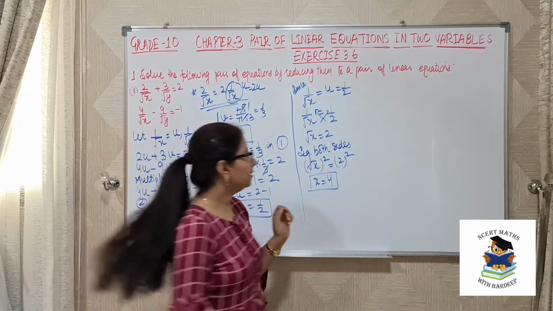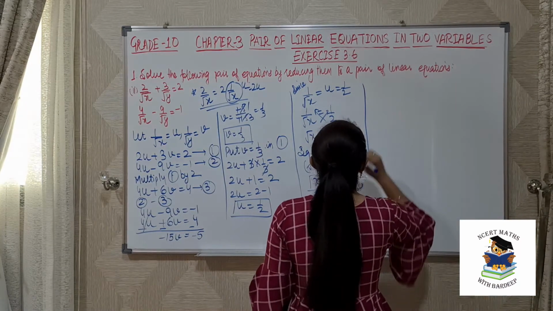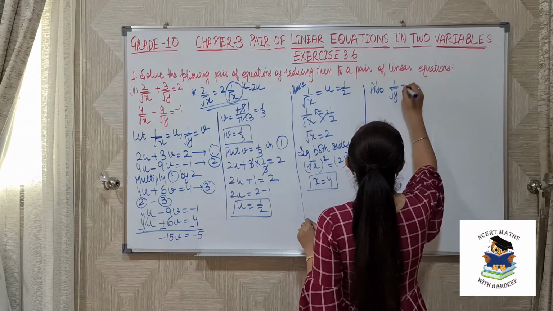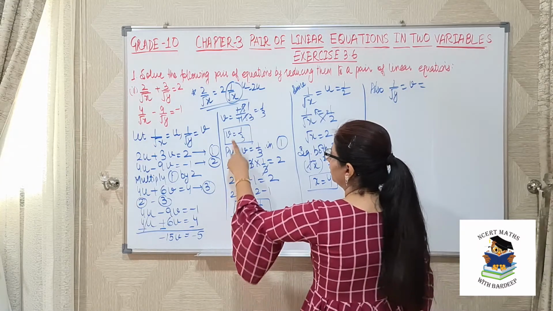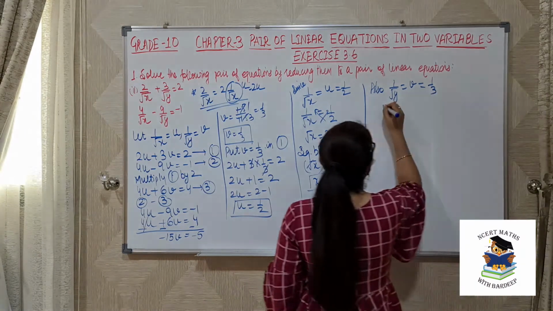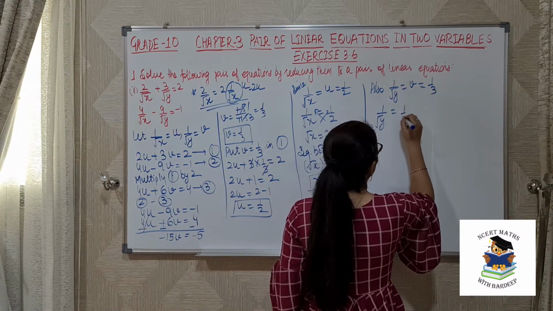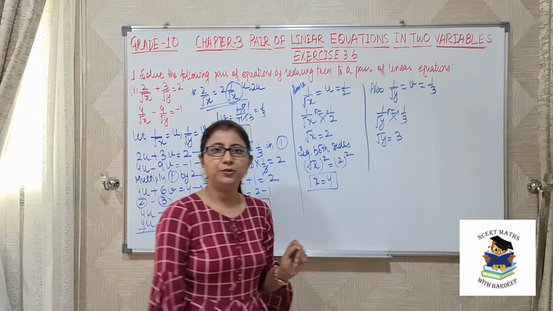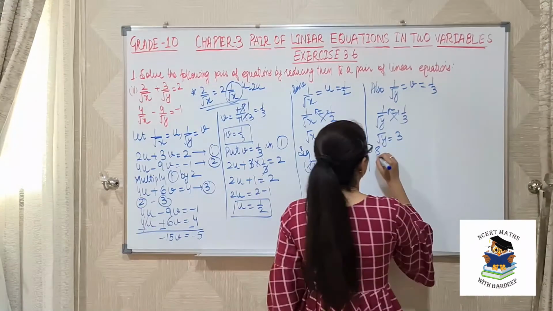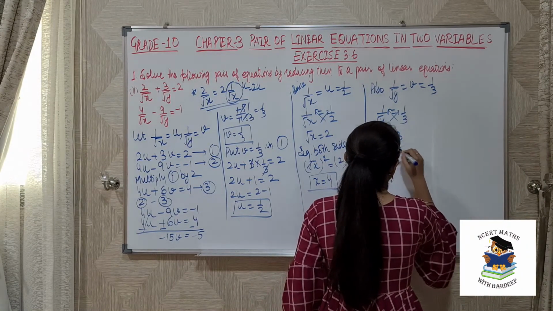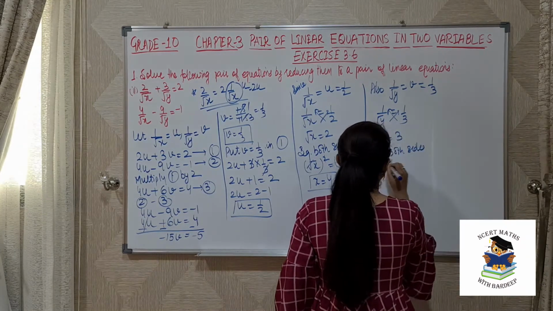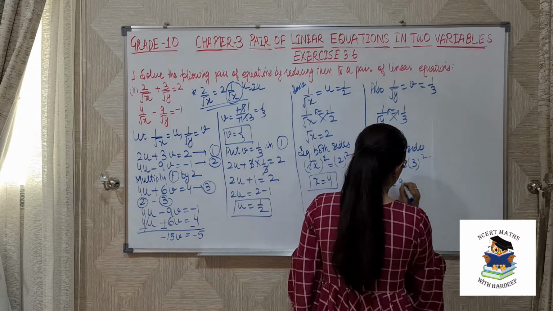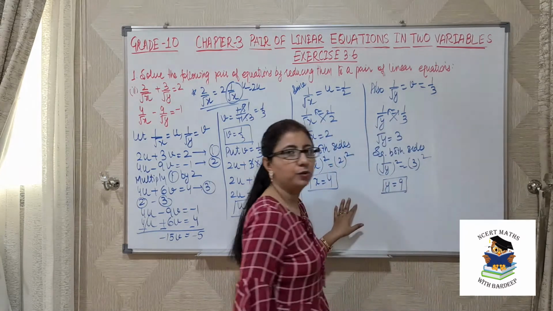Now let's see what the value of y is. Also 1 by root y is equal to v. And what is v? 1 by 3. Again 1 over root y is equal to 1 by 3. You will cross multiply and root y is equal to 3. Again squaring both sides. So root y whole square is equal to 3 square. And what is y? This is equal to 9.